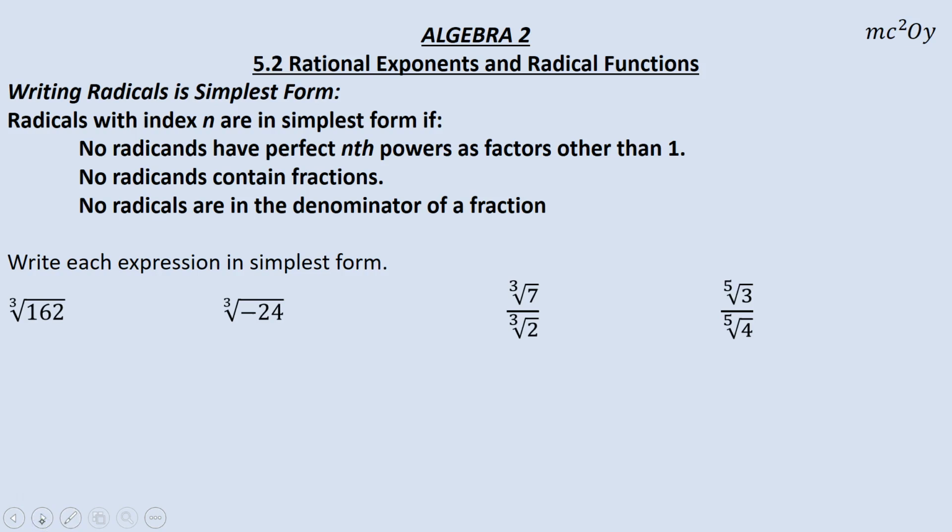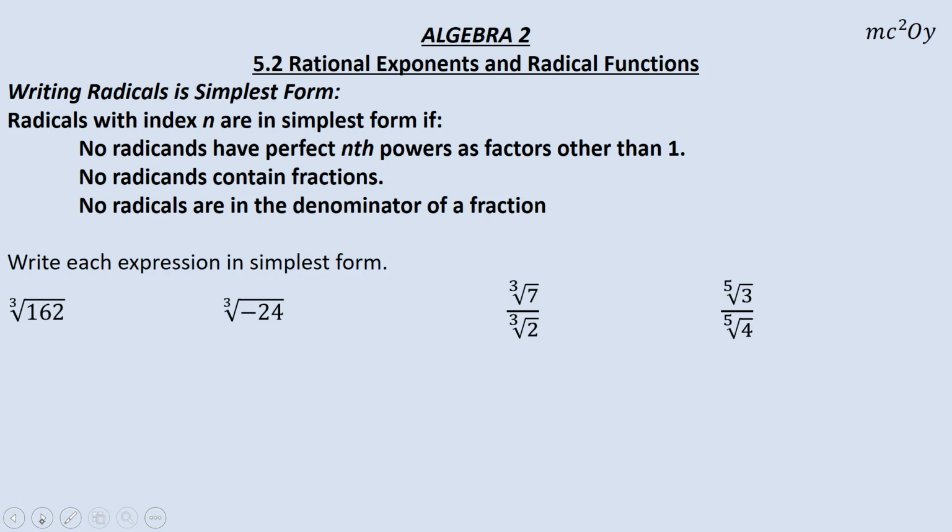All right. Let's go ahead and try another one here. Now we're going to simplify some of these, so writing radicals in simplest form. Just in case we have forgotten dealing with radicals: radicals with index n are in simplest form if they don't have any perfect nth powers as a factor other than 1, no radicals contain fractions, and no radicals are in the denominator.